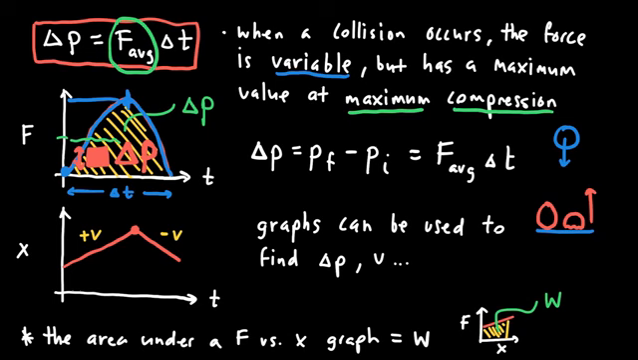Another way that we get some information from a graph to solve a momentum problem is from a position versus time graph.